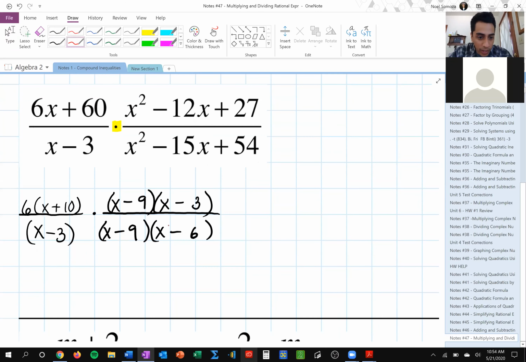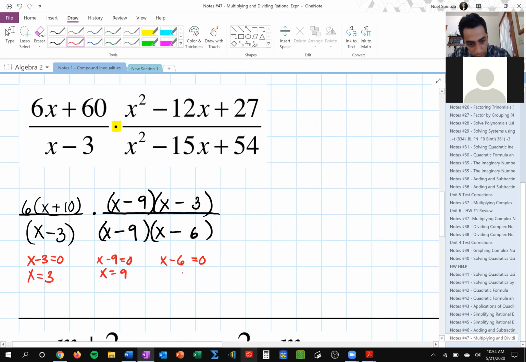We have 3 potential factors that could give us zeros. So let's list them out. x minus 3 equal to 0, x minus 9 equal to 0, x minus 6 equal to 0. Okay, so in this case, our excluded values would be 3. Here would be 9. Here would be 6, right?